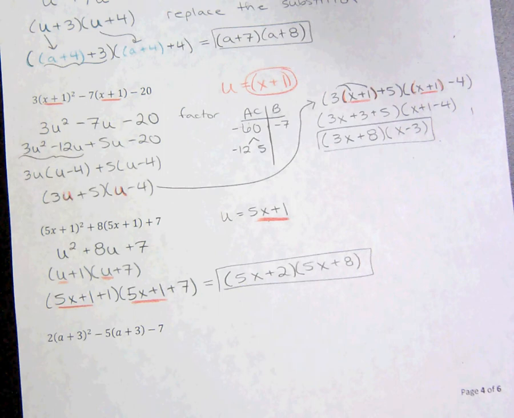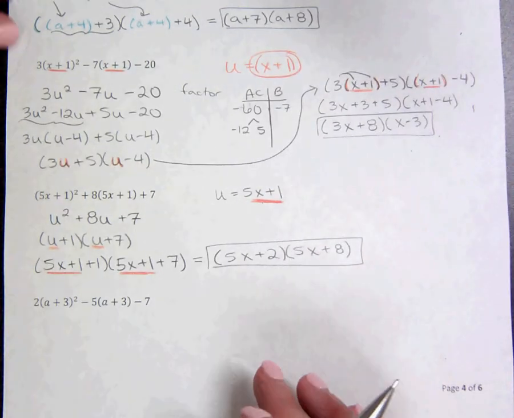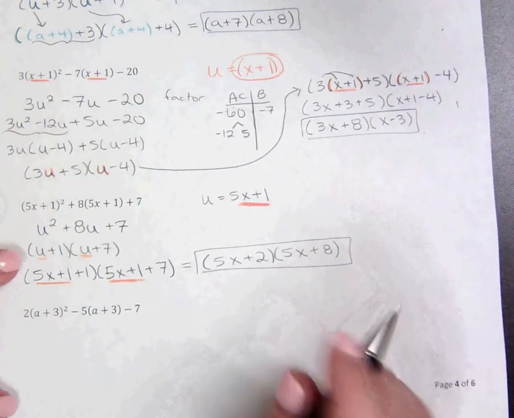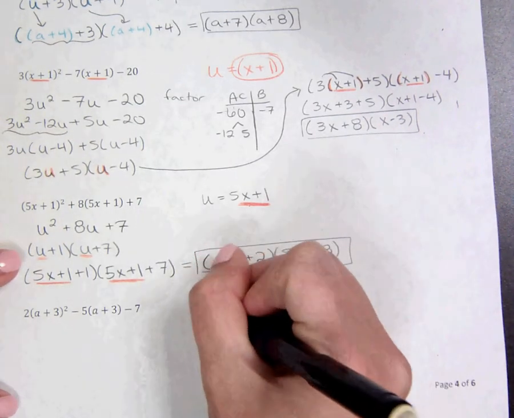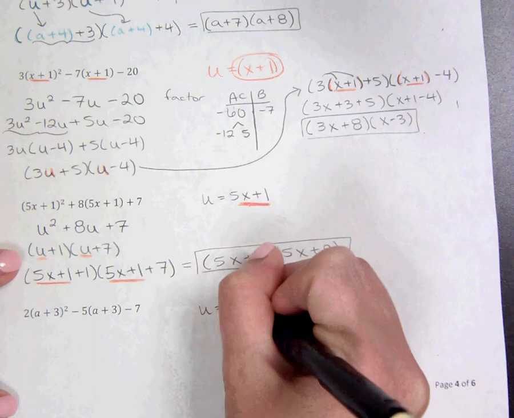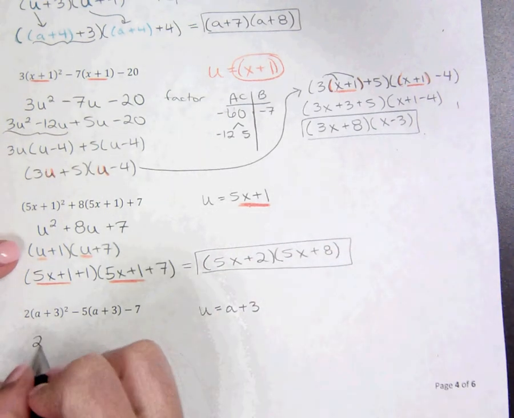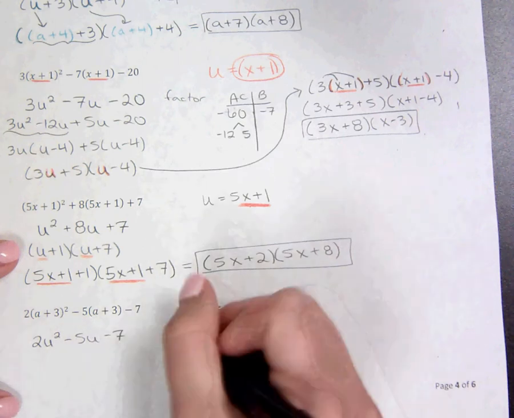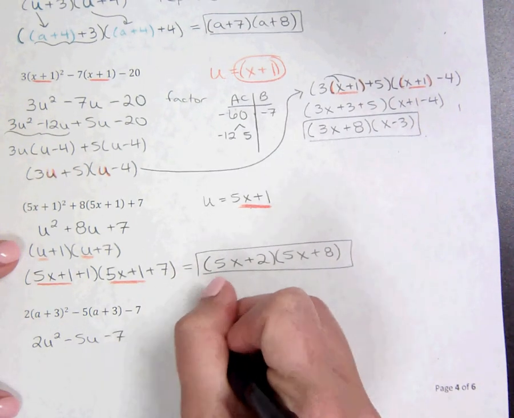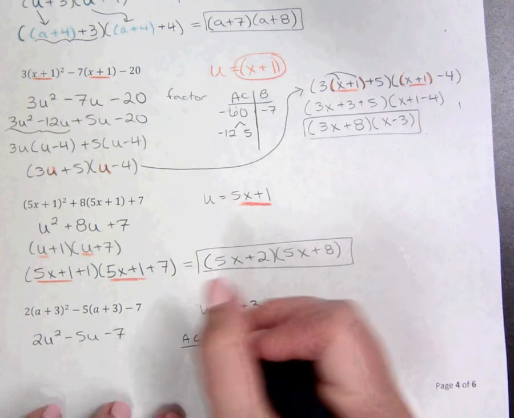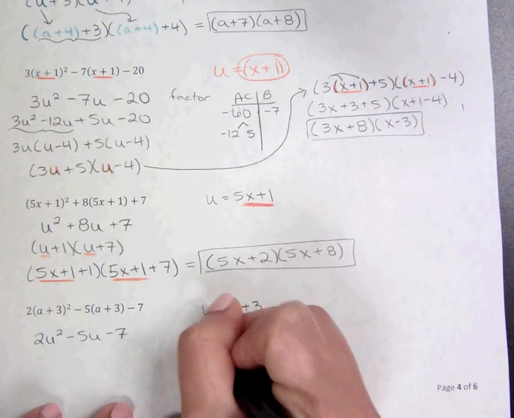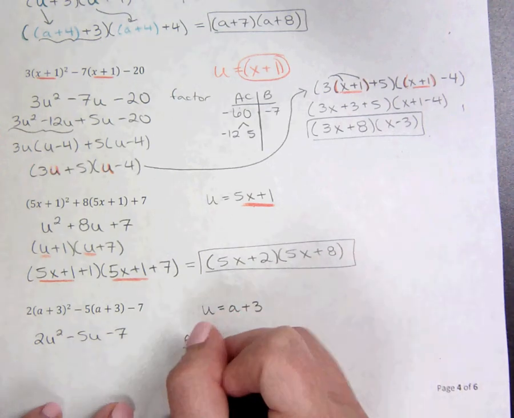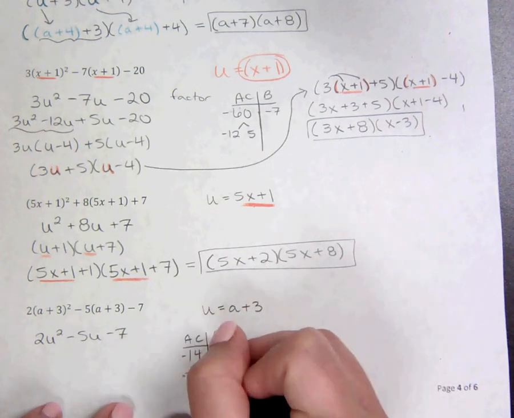And last but not least, we have 2 times a plus 3 squared minus 5 times a plus 3 minus 7. So I'm going to take out a plus 3. So that becomes 2u squared minus 5u minus 7. I'm going to set up my chart to get it factored. It'll be negative 14 and negative 5. So that's negative 7 and a positive 2.